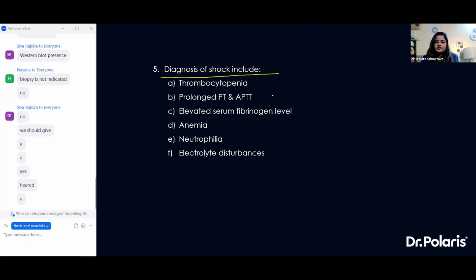Diagnosis of shock includes which of the following? So how can we diagnose a stage of shock? Or if the child goes into a stage of shock, what all important things can we see on clinical features, investigations, and the lab reports? Please put down your answers.